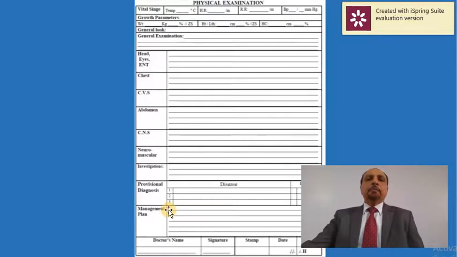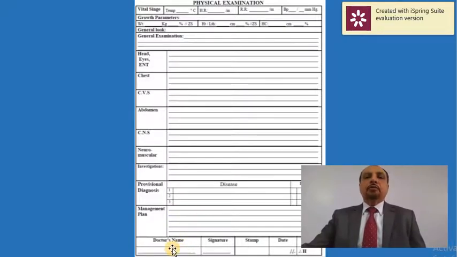You will write your management plan. In the management plan, for example, in the beginning you admit this patient under the care of consultant so and so. Then, for example, keep the patient NPO, put him on oxygen, and so on. And then we write the medications to be given, the doses of the medication, and so on for the management plan for the patient.